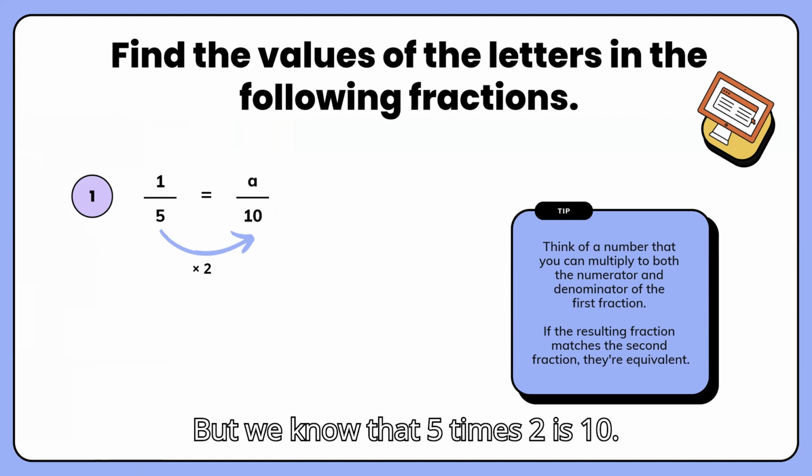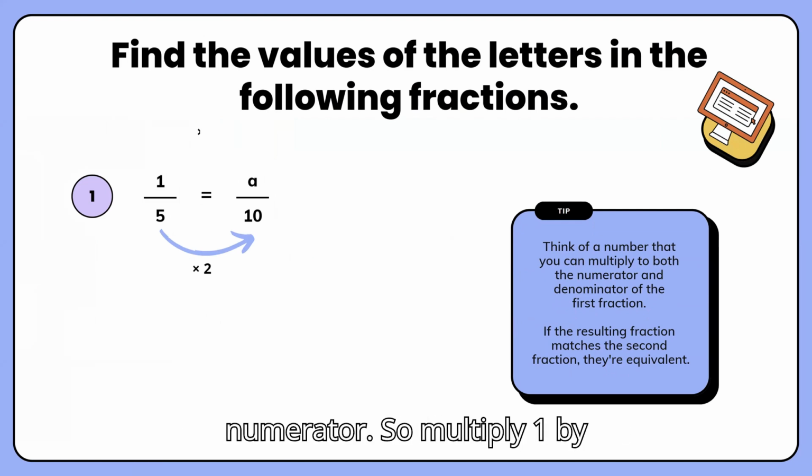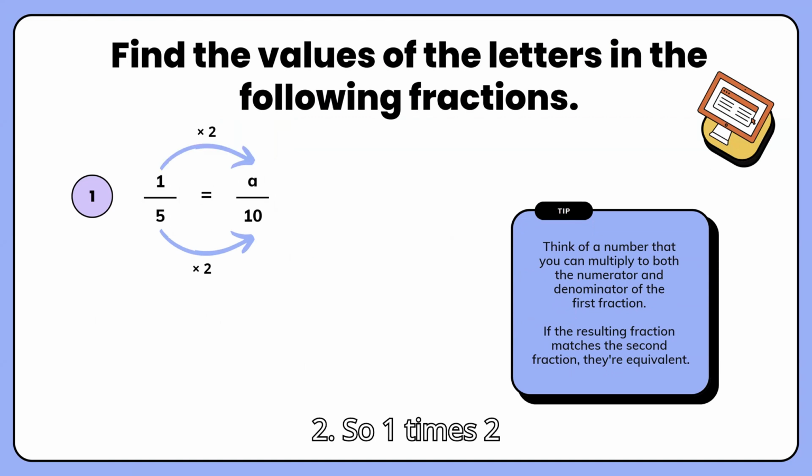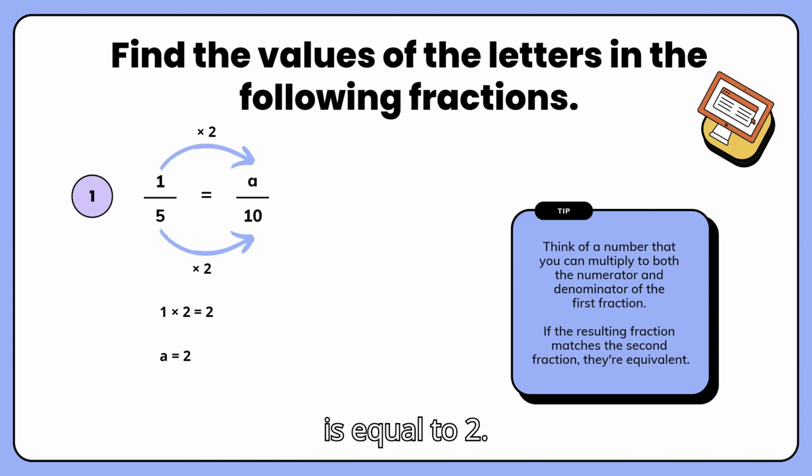Well, we know that 5 times 2 is 10. So then we will do the same to the numerator. So we'll multiply 1 by 2. So 1 times 2 is equal to 2. So that means that a is equal to 2.